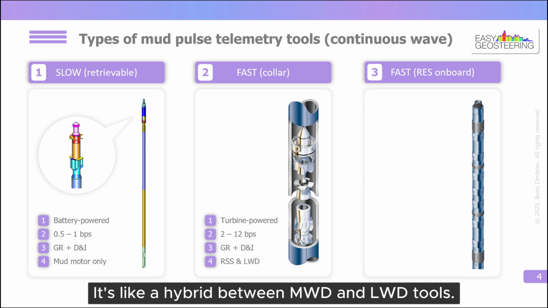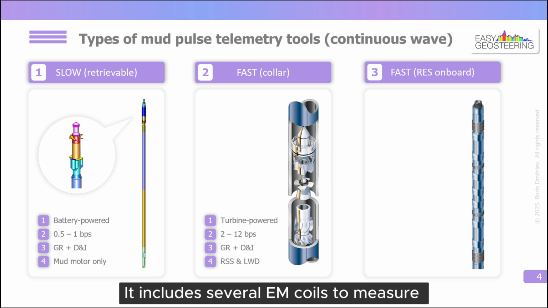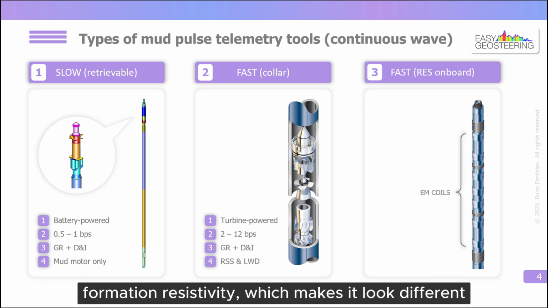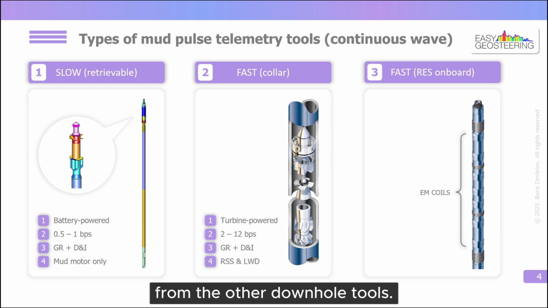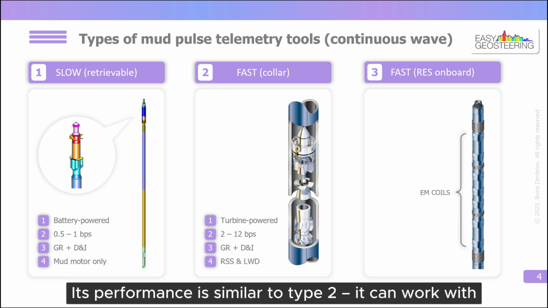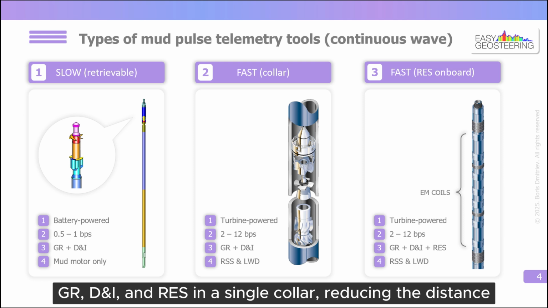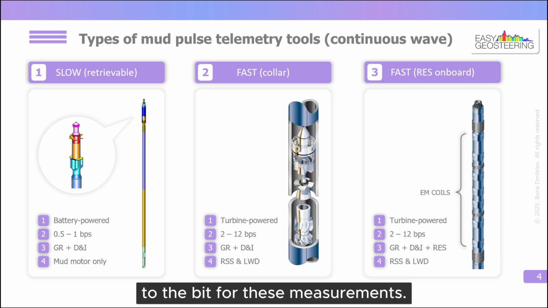And type number 3 is fast telemetry with resistivity sensors on board. It's like a hybrid between MWD and LWD tools. It includes several electromagnetic coils to measure formation resistivity, which makes it look different from the other downhole tools. Its performance is similar to Type 2. It can work with RSS and LWD tools, and it also combines gamma ray, DNI, and resistivity in a single collar, reducing the distance to the bit for these measurements.